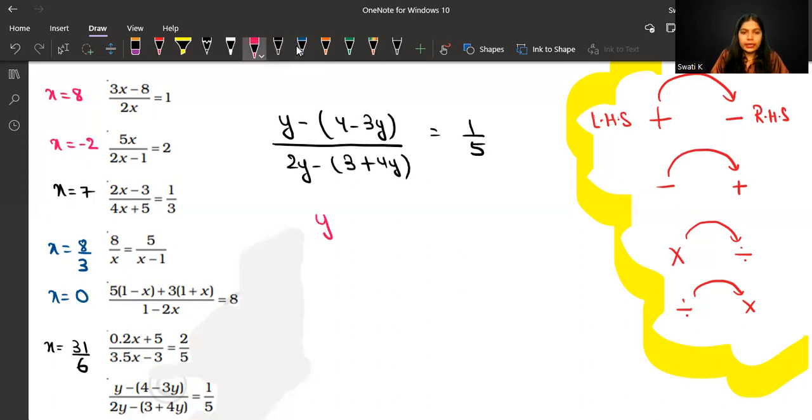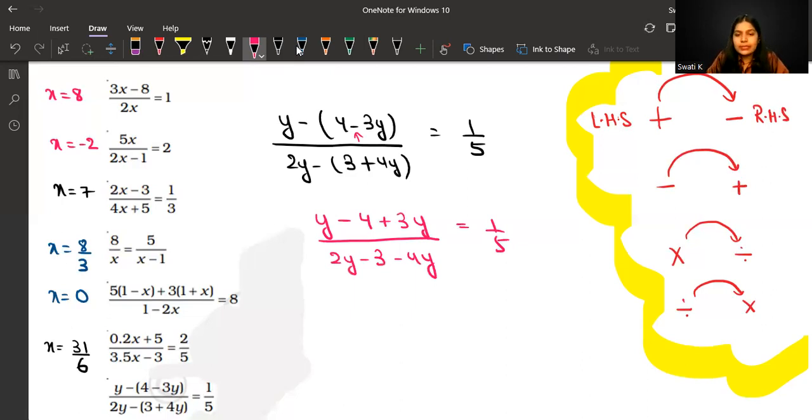This is y minus. I want to tell you here one rule, that whenever you have minus sign outside the bracket and if you're simplifying it and you're removing the bracket, you need to change the sign inside. So y minus 4, and because you have removed the bracket, so this minus will become plus. So plus 3y. Same thing we will be doing in the denominator. So 2y minus 3 minus 4y equals 1 by 5.